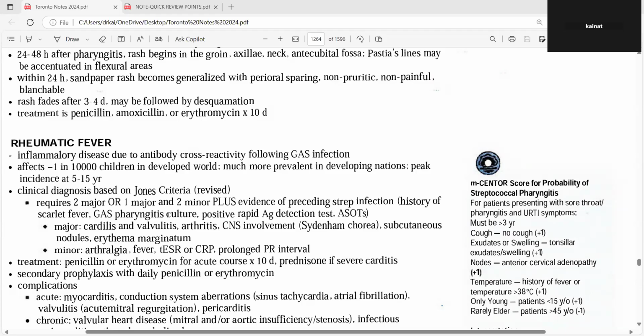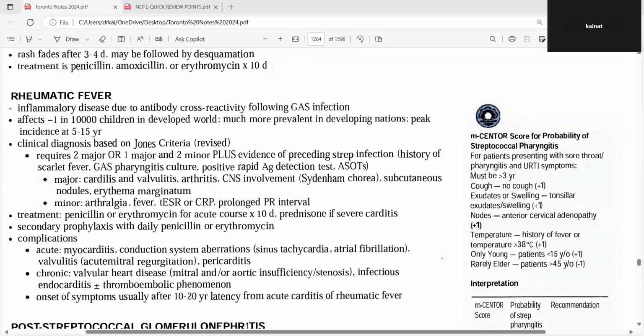And treatment is the same, penicillin or erythromycin. Prophylaxis is basically penicillin anyway. Complications, as it can involve many of the symptoms, mainly involve the heart.